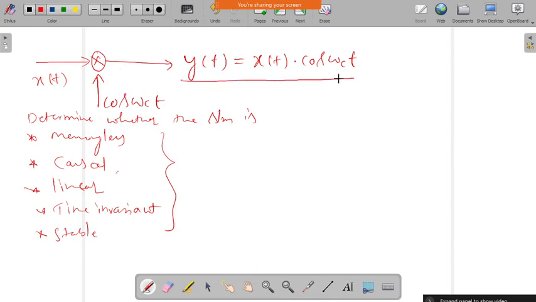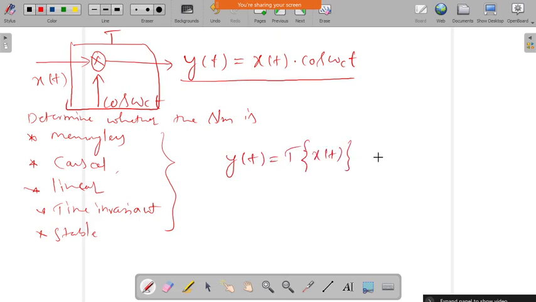Now we have the output which is given. Now x of t is given to the system, so let us take this as a system, like an operator T. Now if I give the input to this system, the y of t which it produces is y of t equals T of x of t, which is equal to x of t into cos of omega ct. So now we have to see whether it is memoryless or not.